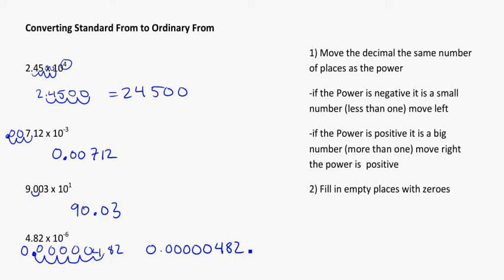So a very small number. Again, we saw a negative power gave us a very small number. So keep that in mind. Positive powers, big numbers. Negative powers, little numbers.